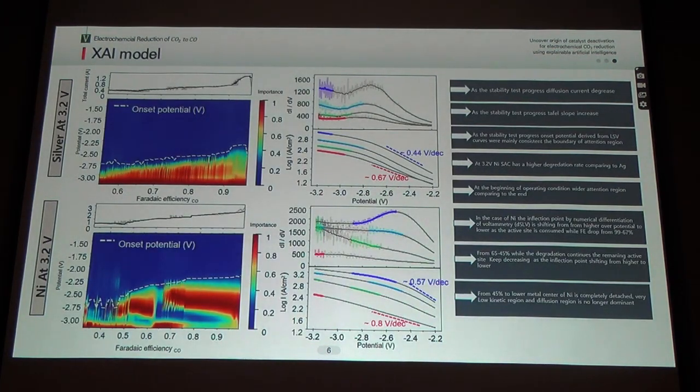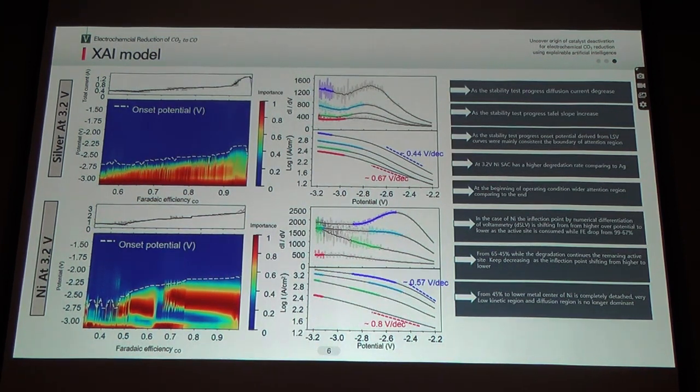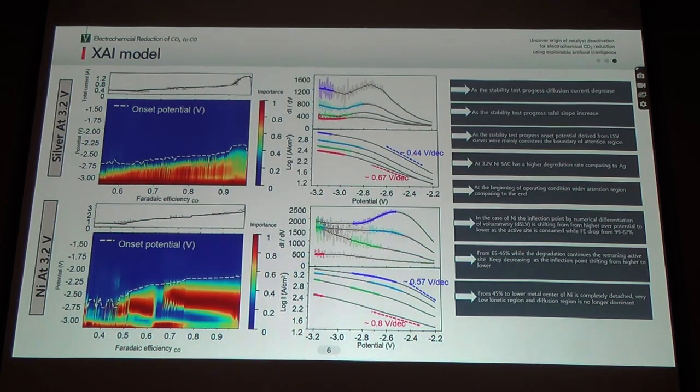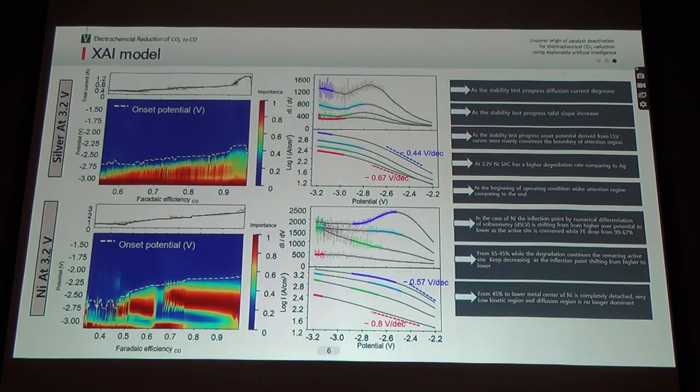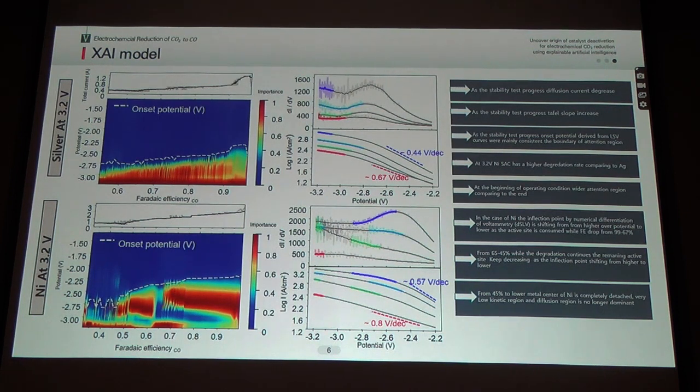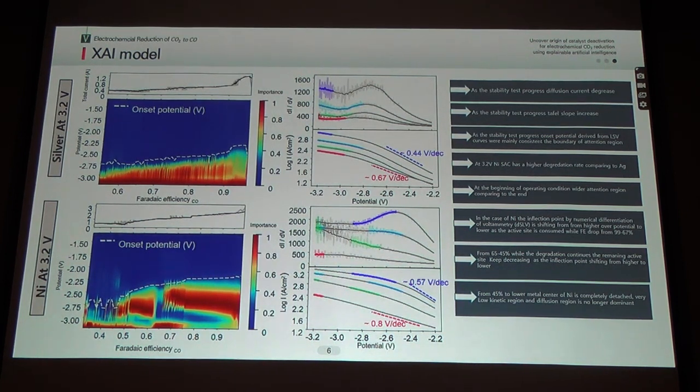So this is our GradCam result. I just put in here two different catalysts. At the top we have the silver-based catalyst. At the bottom we have the nickel-based catalyst. We can see that our attention method is focused on the region after the onset potential. Where is the onset potential? As you can see, the white dashed line represents the onset potential. The GradCam model is focused on our attention region after the onset potential.